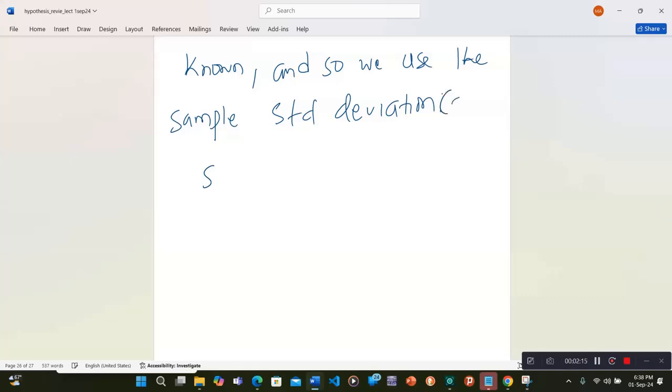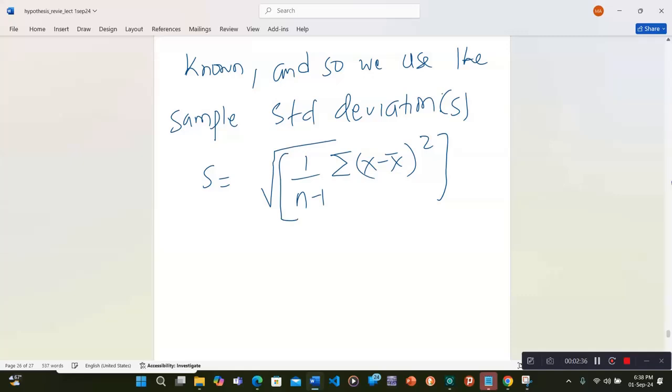So this is S. Standard deviation S is always equal to 1 out of n minus 1 into sum of x minus x bar squared. That will be your sample standard deviation. We already know this formula.